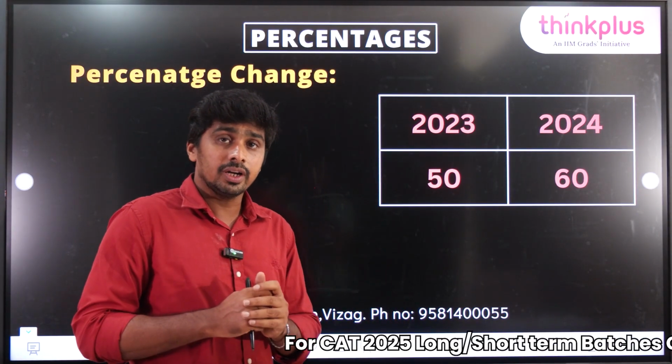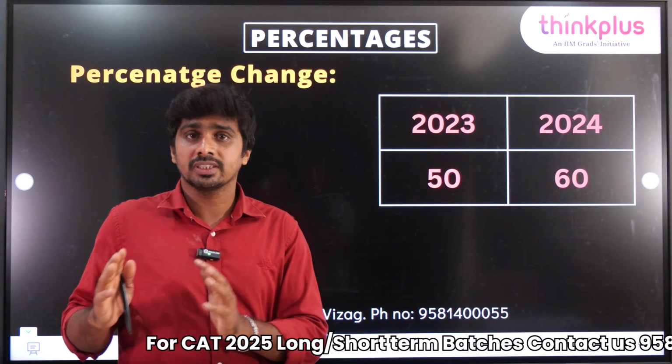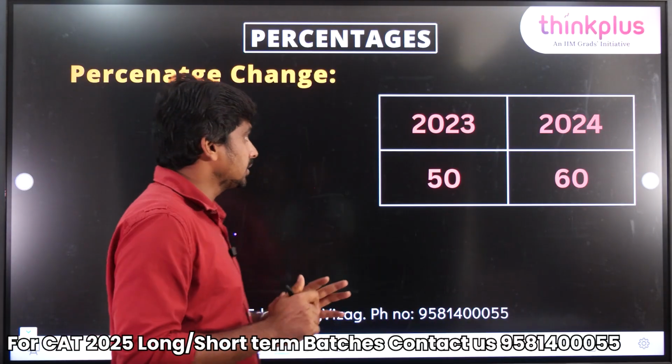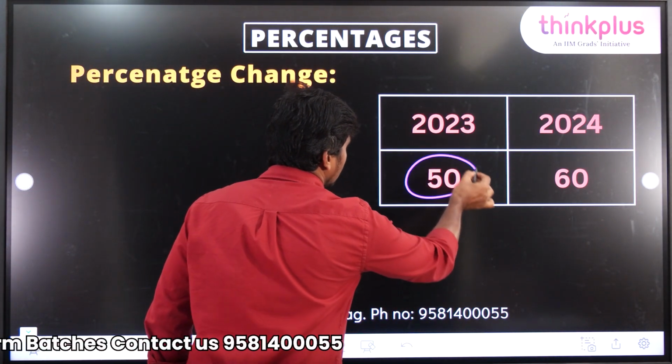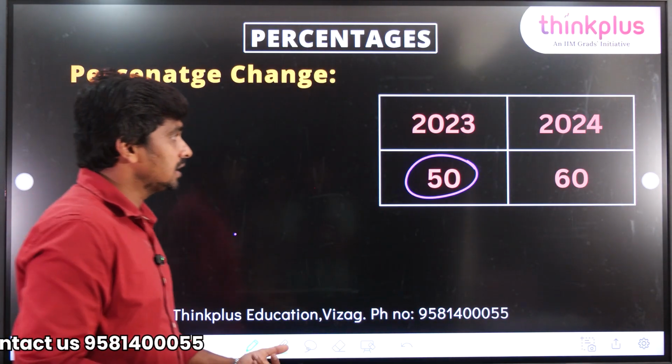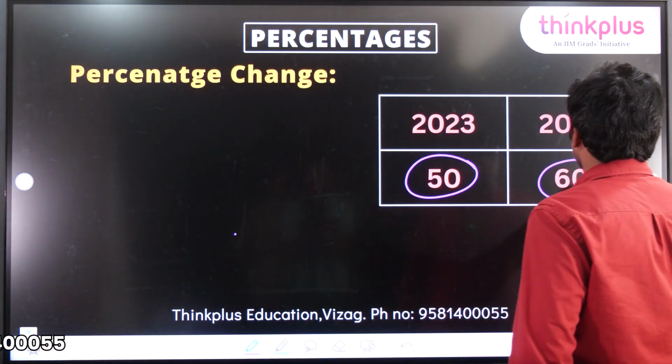This is quite important, especially for percentage profit and loss questions and also for DI questions. If you look here, I'll take a simple question. In 2023, the sales of a company is 50 crores, let's take, and the next year it became 60 crores.